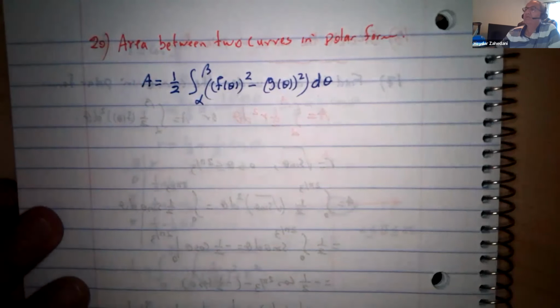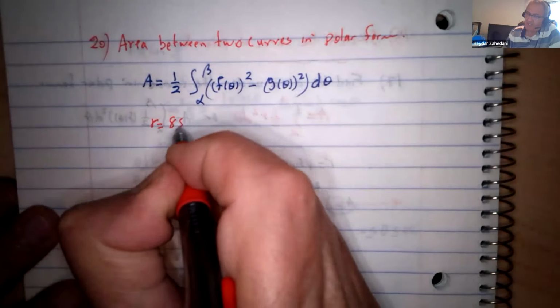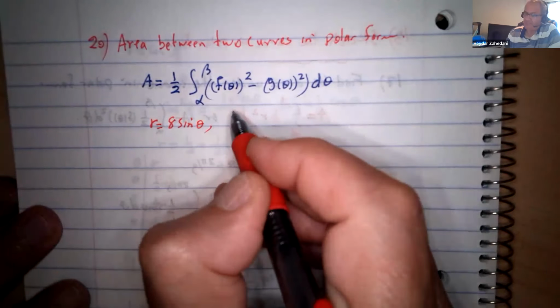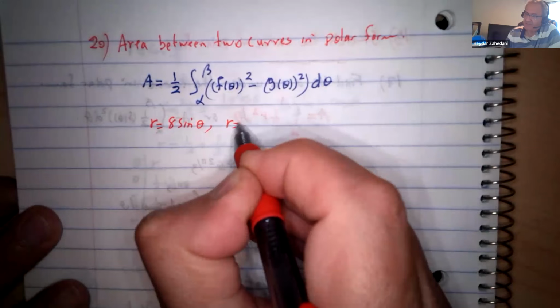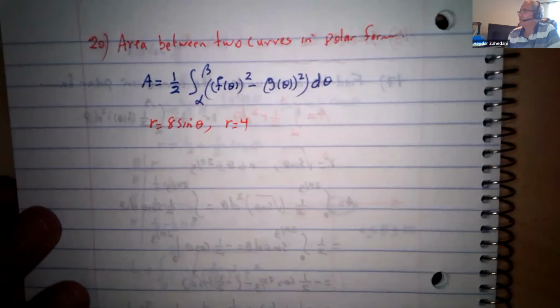So, for example, in this number 20, what you have is two circles, two curves. One of them is r equal to 8, a little bit of algebra involved. This is one of them. And the other one is r equal to 4. Both of them are circles.